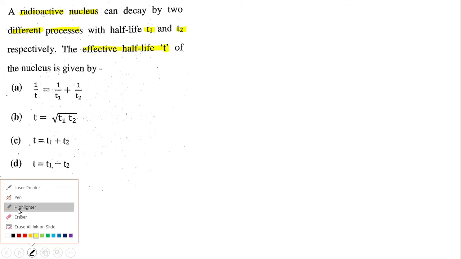Everyone. So the question given here is about radioactive decay. A radioactive nucleus can decay by two different processes, with half-lives T1 and T2. So this is a radioactive nucleus which is decaying by two different processes with half-lives T1 and T2. We have to find the effective half-life, that is T. We have to find this value of T. Okay, so now let's solve this question.